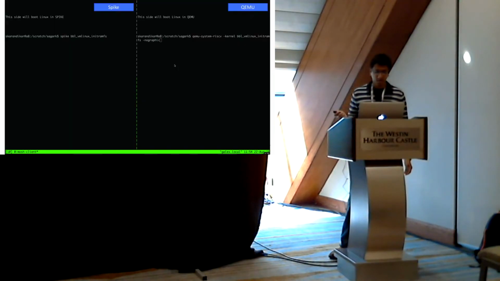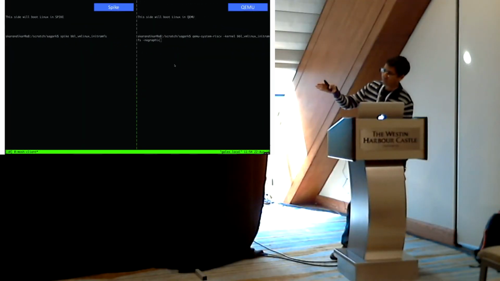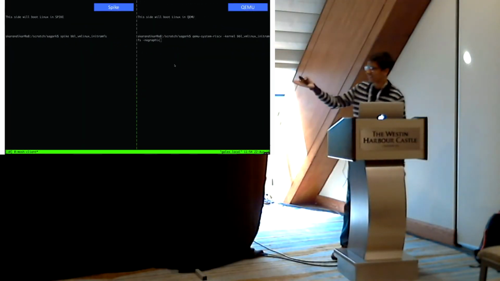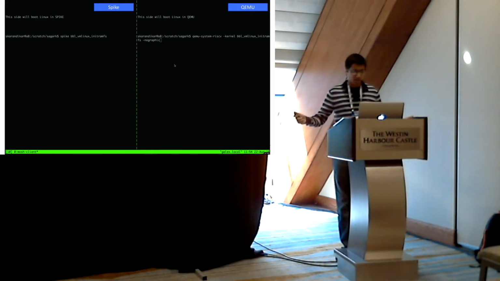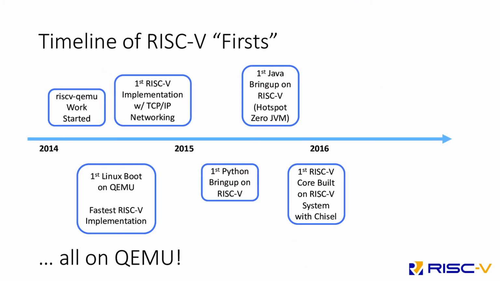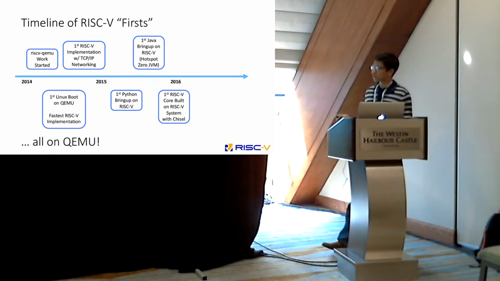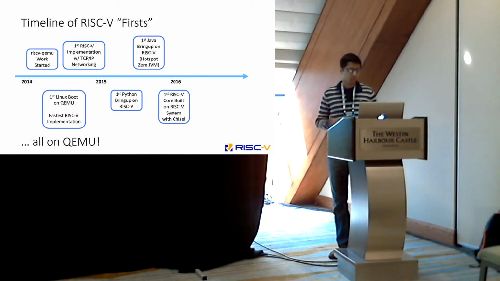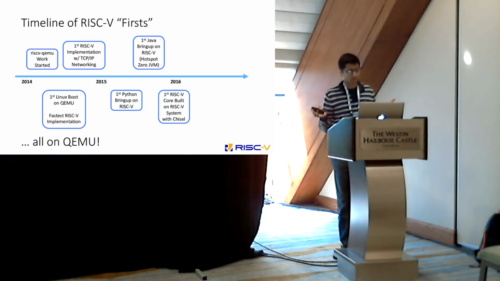So real quick, I got to show the obligatory slide that shows it works. On the left-hand side is Spec booting Linux. On the right-hand side, QEMU already finished. And so you'll see Spec finish up, and you can run commands and do whatever with it. So that's to show it works. I'll talk briefly about the timeline of RISC-V. A lot of things happened first on QEMU because we started QEMU development back when I was an undergrad in 2014. It was like May 2014 or something, and I started working on QEMU. About a month later, we had the first Linux boot on QEMU, and it was immediately the fastest RISC-V implementation.